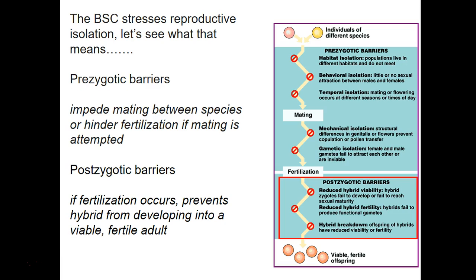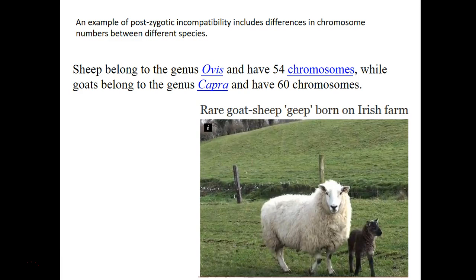So post-zygotic barriers are what would happen if the hybrid between two species fails to develop into a viable fertile adult. And there's a variety of different mechanisms. There's reduced viability, so the zygotes don't develop properly or they don't reach maturity. There's reduced fertility, where the hybrids grow to adulthood but they cannot produce sperm and eggs themselves. And then there's hybrid breakdown, which is when the offspring have reduced viability or fertility.